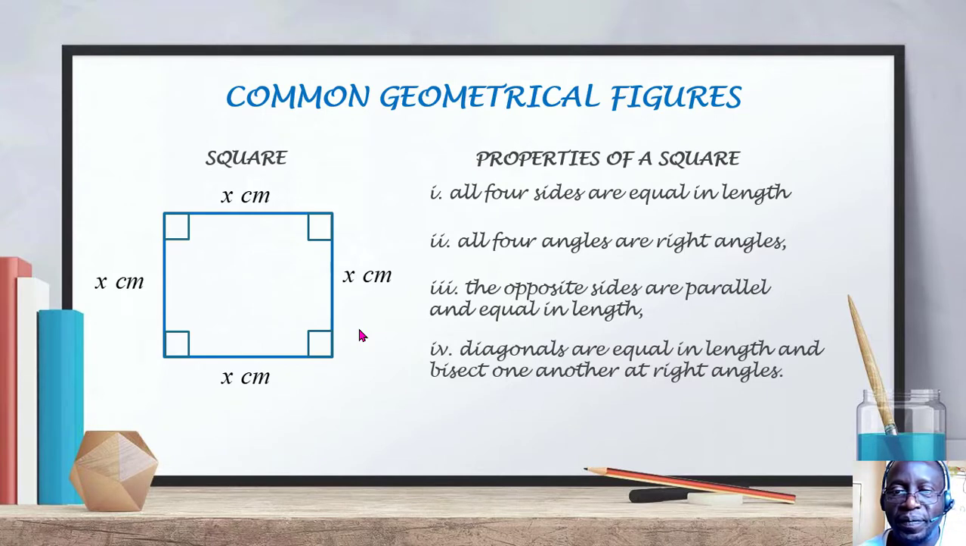Fourth property: diagonals are equal in length and bisect one another at right angles. So these diagonals are equal in length and they will bisect one another at right angles.